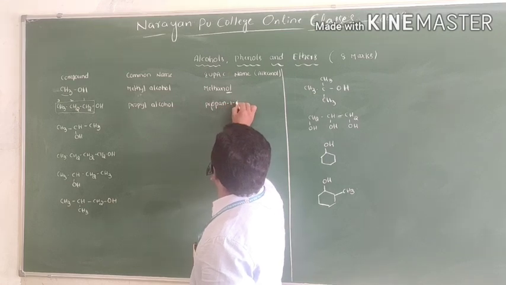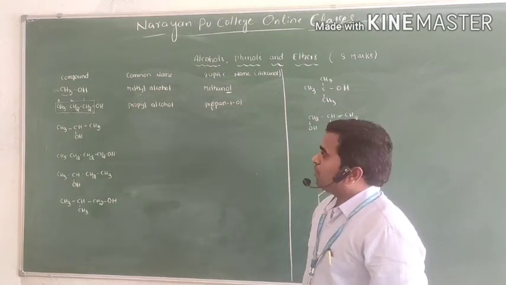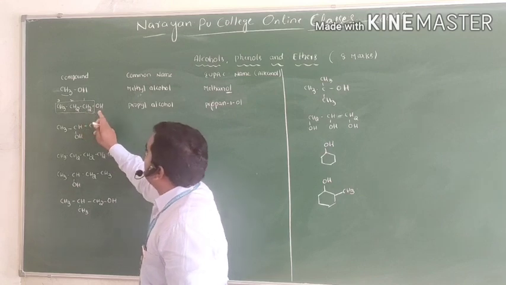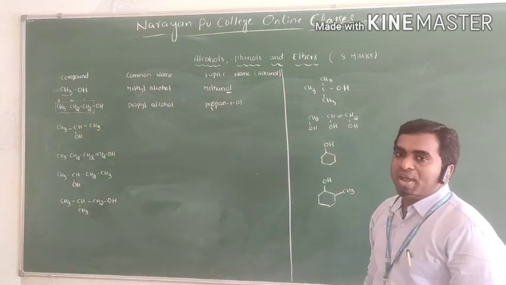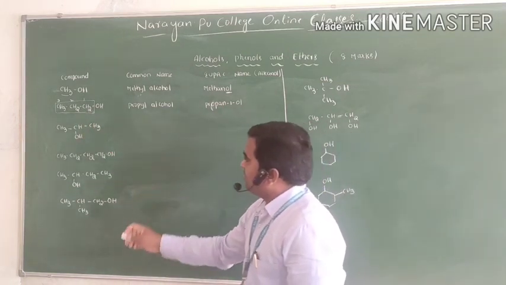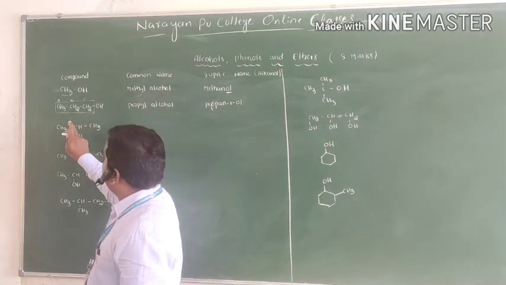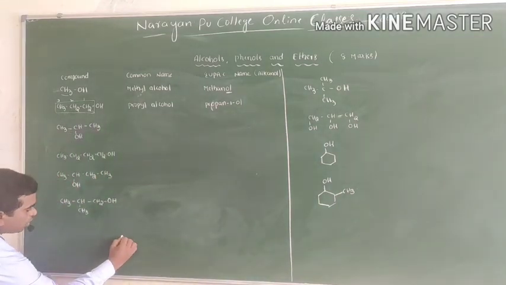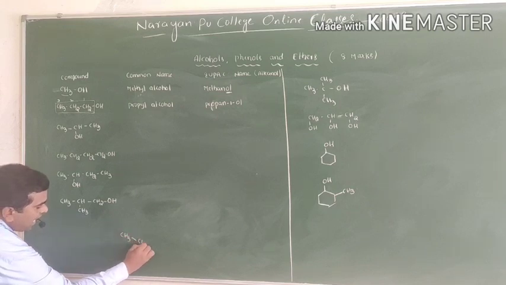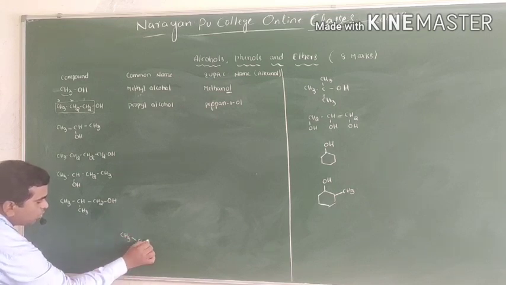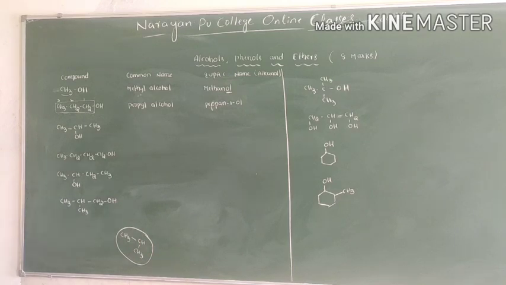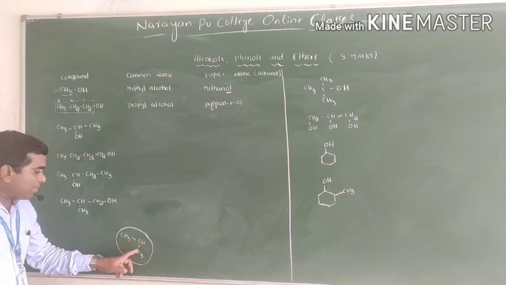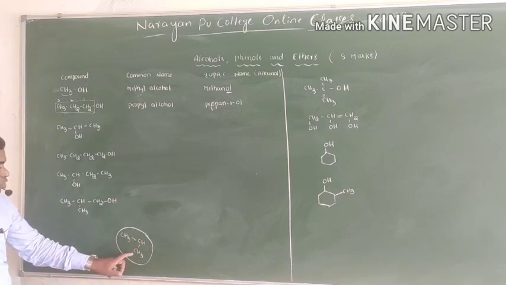Propane, or you can write 1 mole, because OH is attached to which carbon? First carbon, so that's why propane 1-ol. In the same way, previously we have already discussed CH3. CH3 and CH3 group we will call an iso group. And how many carbon atoms are there? 3, so that's why isopropyl.